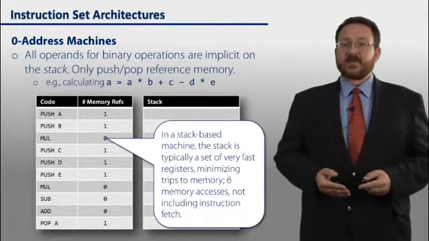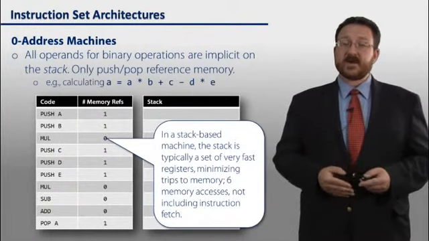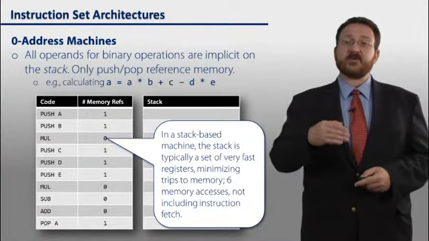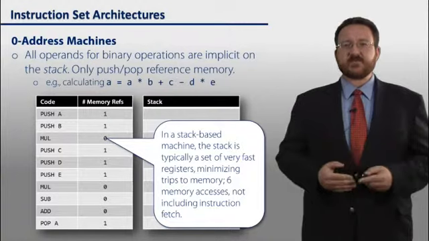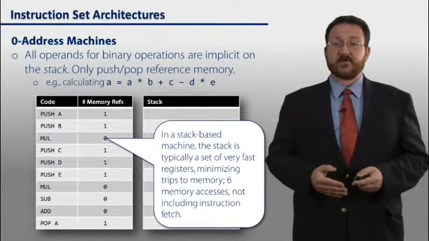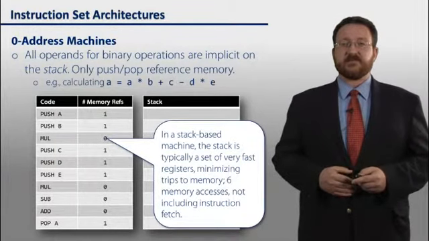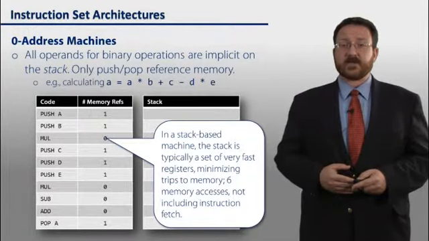Now, in a stack-based machine, the stack is a set of very fast registers, which minimizes the number of times we have to go to memory. And so we only have to go to memory for each operand that we're pulling from memory. So if we sum up the total number of memory references that we have, we find 6 memory references in this code, not including the instruction fetch itself. Now, there are a number of instructions here, and we would have to include that in our final calculation, as we'll see later.